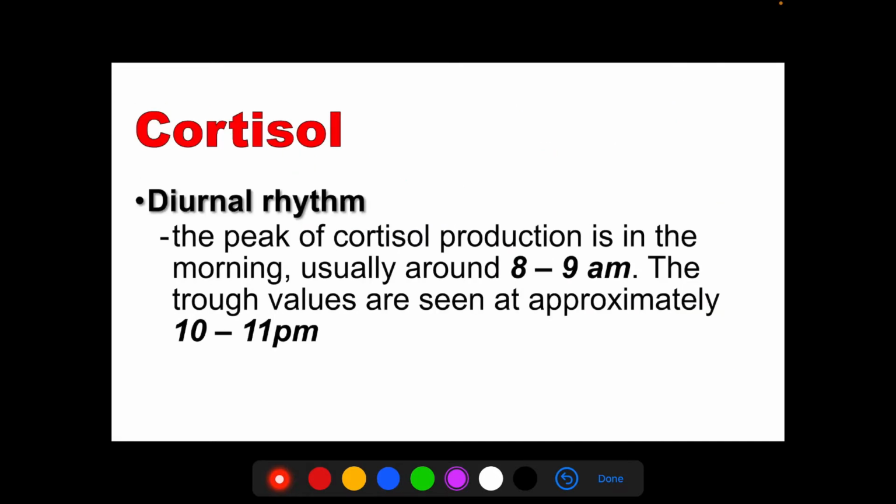Another one. Cortisol has a diurnal rhythm. The peak of cortisol production is in the morning, usually 8 to 9 a.m., and the trough values are seen at approximately 10 to 11 p.m. So highest at 8 to 9 and lowest at 10 to 11 p.m. The absence of the diurnal rhythm can be an important diagnostic clue.